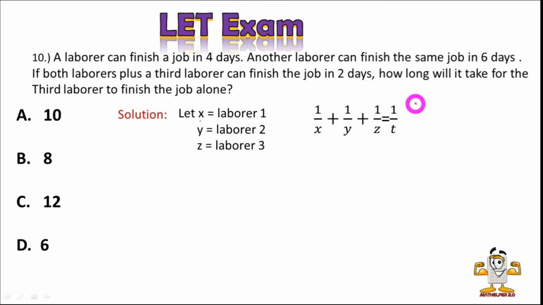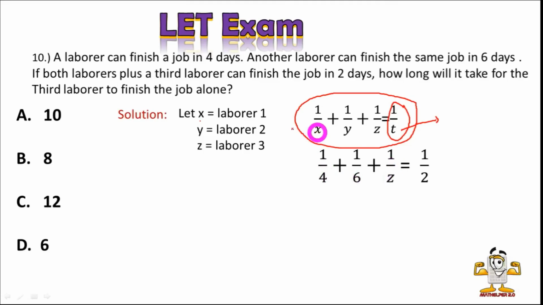So meron po tayong formula sa work problem. So ganito po yung formula for work problem. So lagi nyo lang tandaan. So yung 1 over x sa laborer 1, plus 1 over y sa laborer 2, at saka plus 1 over z for laborer 3. So kung lahat sila magtutulungan, ito po yung matatapos nila, yung time for them to finish the job.